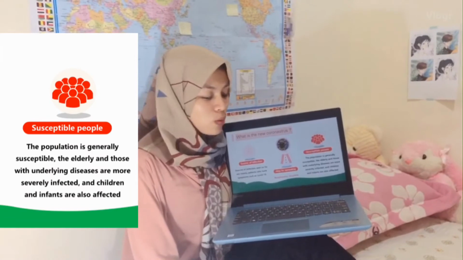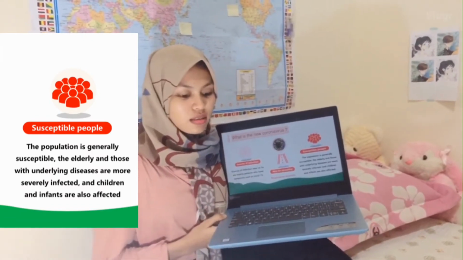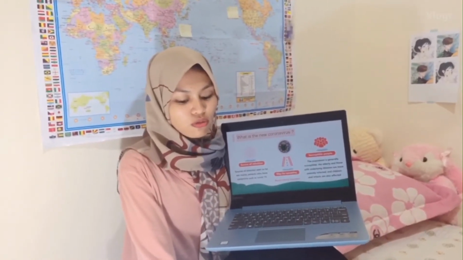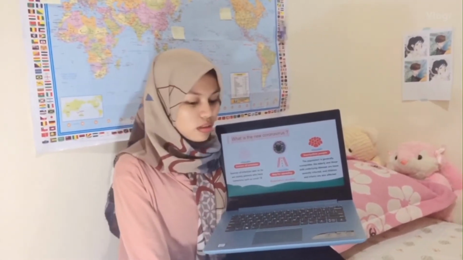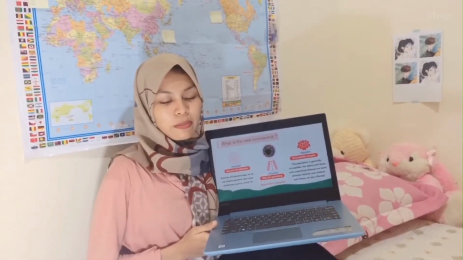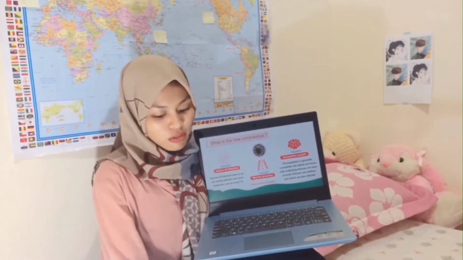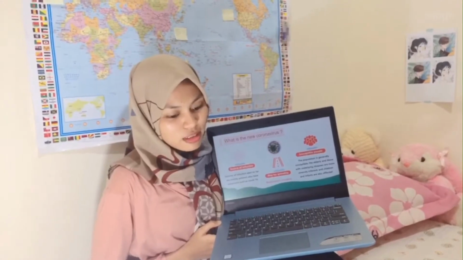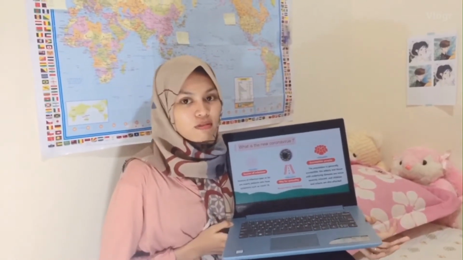Next, people with a history of certain diseases. This is because chronic diseases cause the sufferer's immune system to weaken and make it more difficult to fight infection. Third, medical staff at the hospital, because they are required to deal directly with patients infected with the coronavirus. Fourth, children. Children are suspected of being infected with the coronavirus from their parents who are also positive for COVID-19.